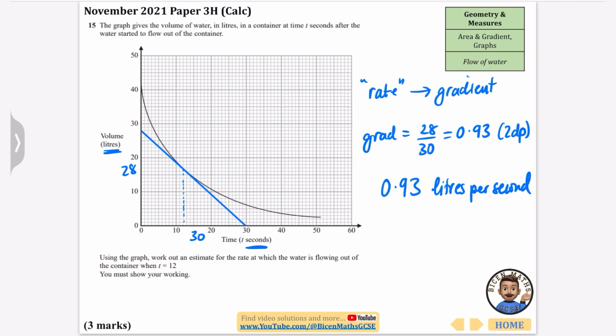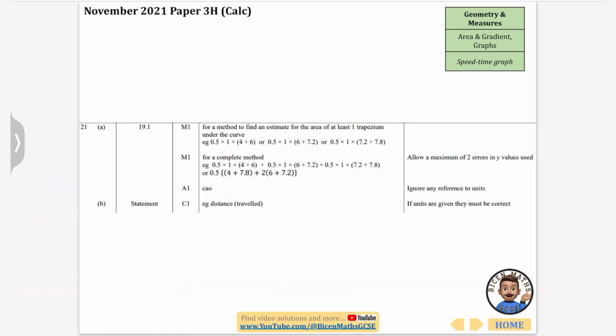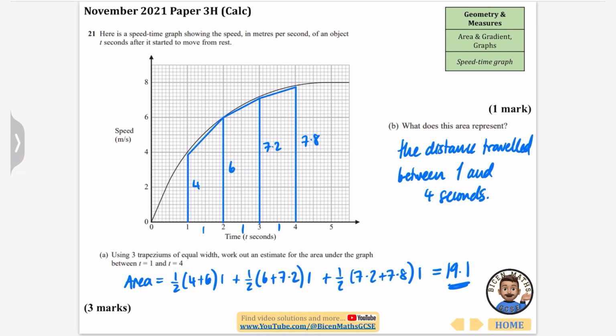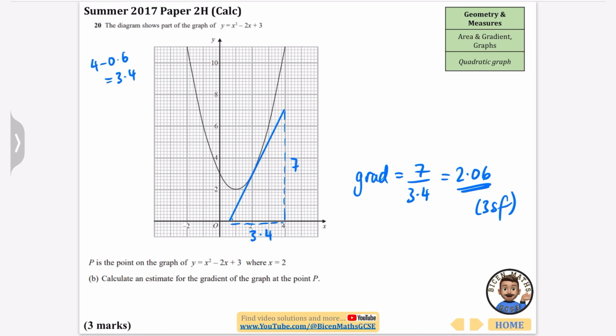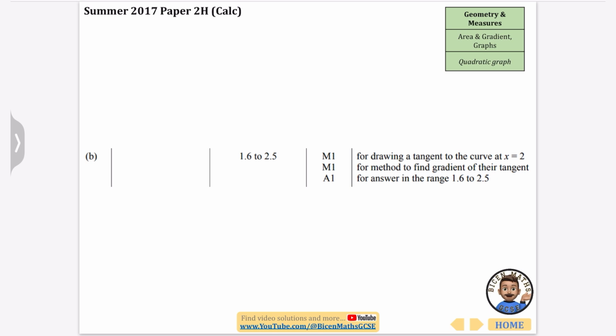So that's all the questions that have got these kind of areas and gradients. You'll see how they're a little bit different to the real life graphs that have appeared earlier on. And that's also everything in geometry and measures. So I'm hoping this is going to really help you with your exams.